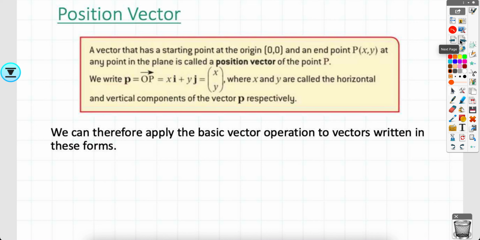So based on that, I can refine my definition of position vector. Position vectors are vectors that start from the origin and go to your point. So this is where x and y are useful. You've seen this notation before again, but we're just reinforcing it and applying it to vectors. So based on these definitions, we can continue with basic operations.